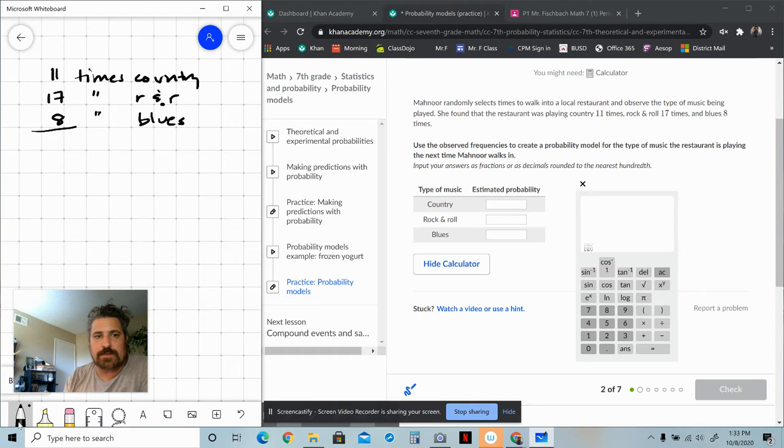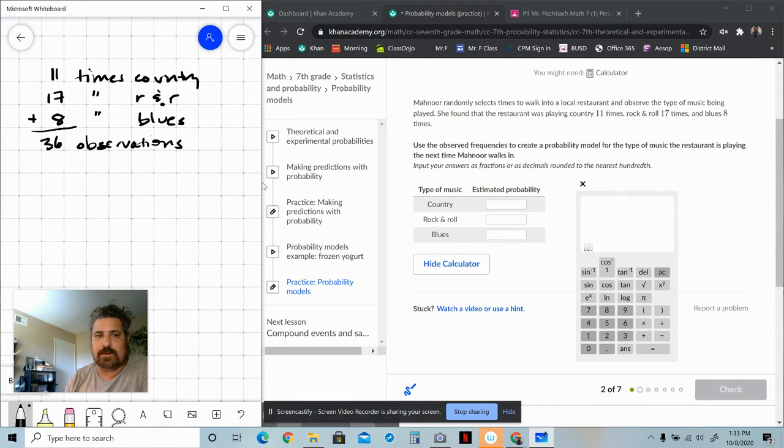So how many observations were made? Find out the total number of observations. What's 11 plus 17? That's going to be 28. What's 28 plus 8? That's going to be 36. So there are 36 total observations that were made, that's the number of times that this person witnessed what was happening there.